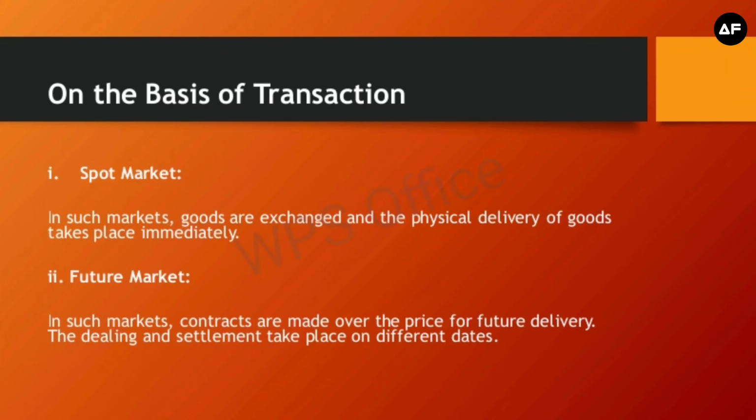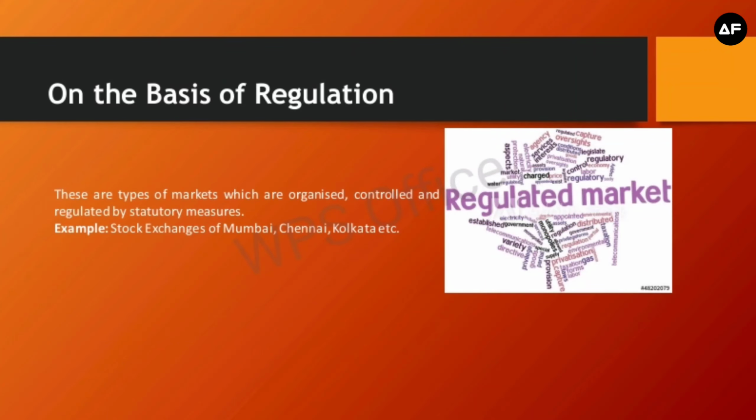The classification of market on the basis of transactions is divided into two types, that is spot market and future market. A spot market is a place where the exchange of commodities and the release of payment is done immediately at the place where it is being exchanged, purchased or sold. A future market is a market where contracts are made over the price for future delivery, and the settlement also takes place at a future date.